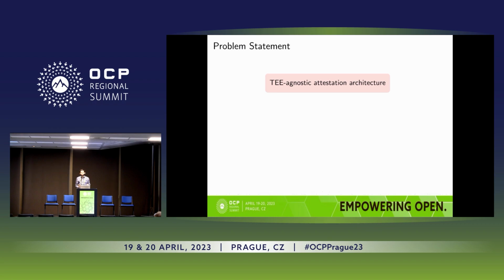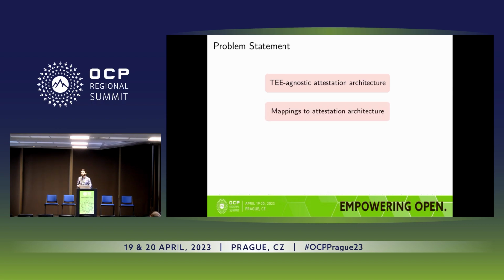The problem statement. What we see in the state of the art is that there is an attestation architecture, but it is not TEE-agnostic. Different trusted execution environments now exist, but from the attestation perspective, the architecture is not TEE-agnostic: you cannot take any TEE and evaluate the evidence claims based on that architecture. I will explain a little more detail as we come to that point.